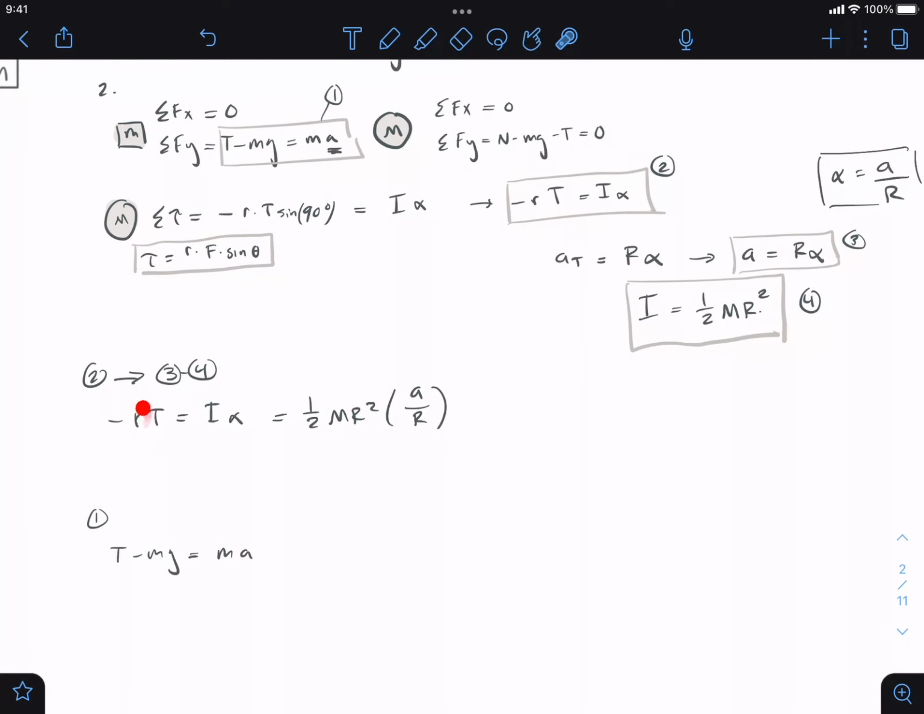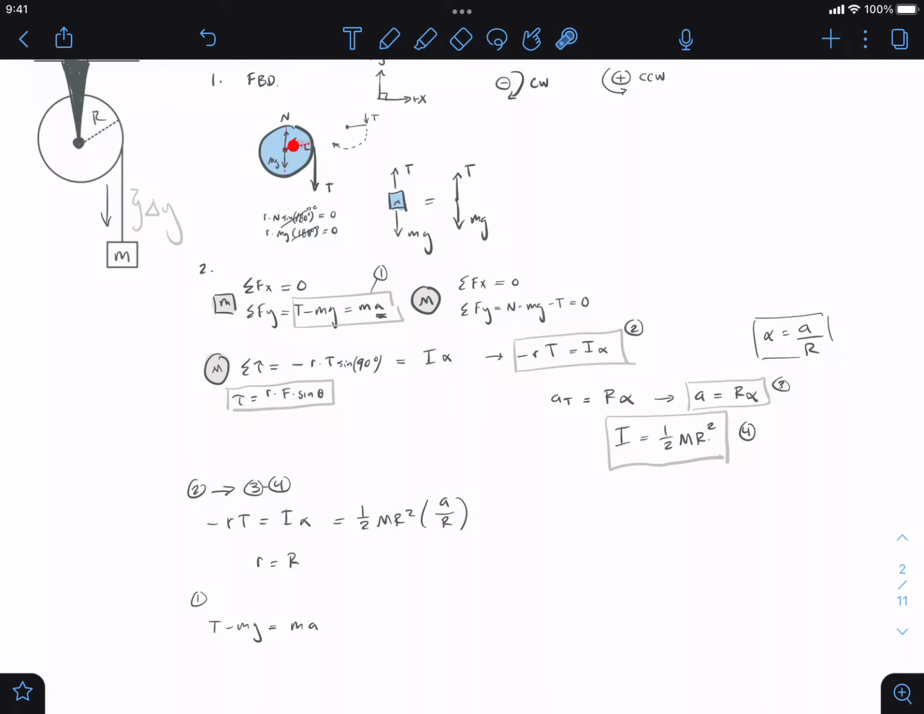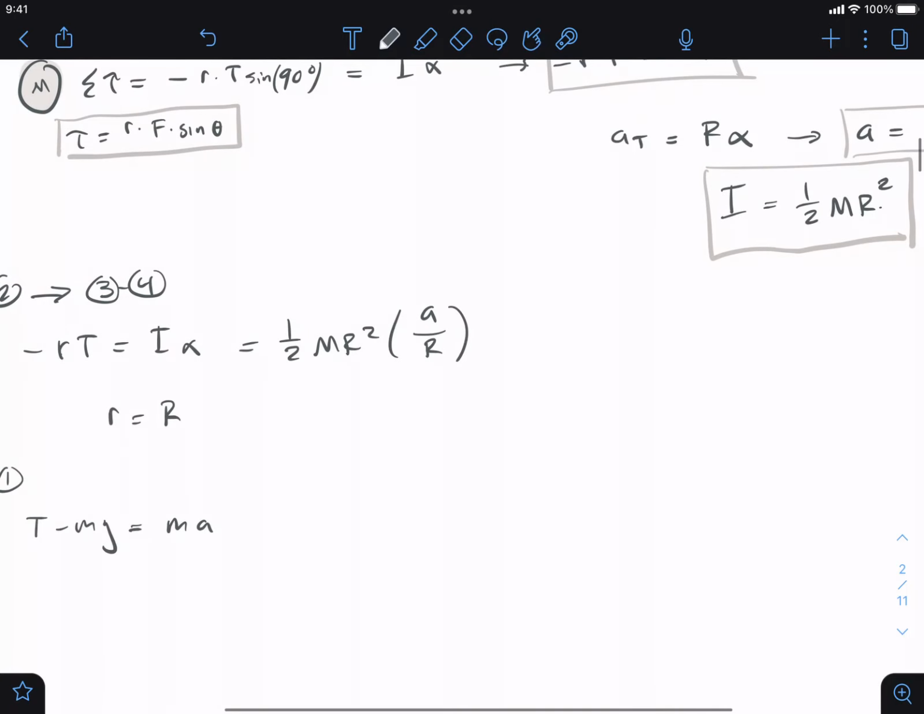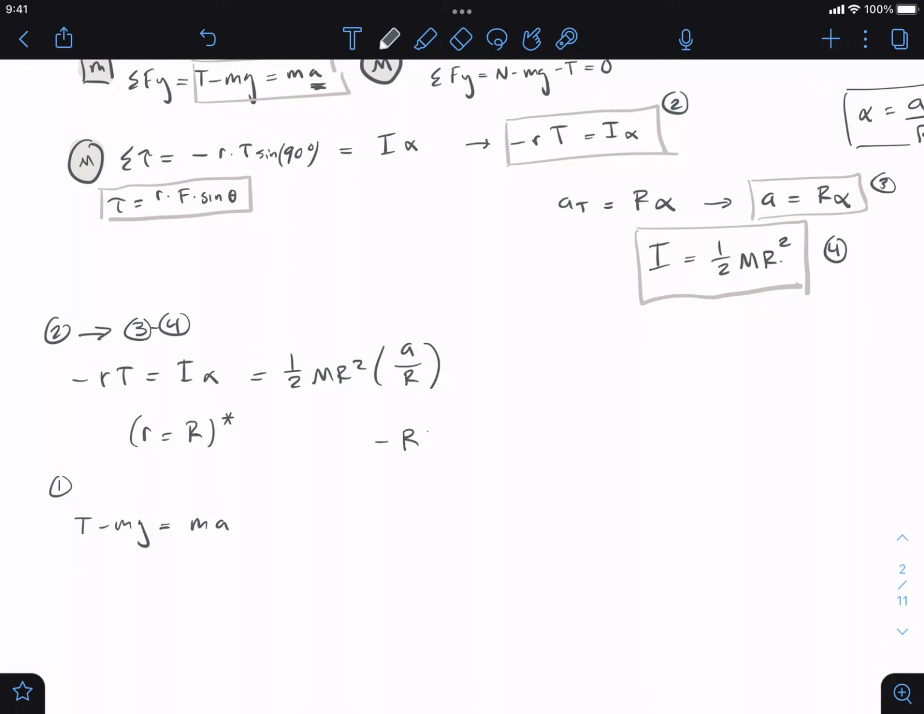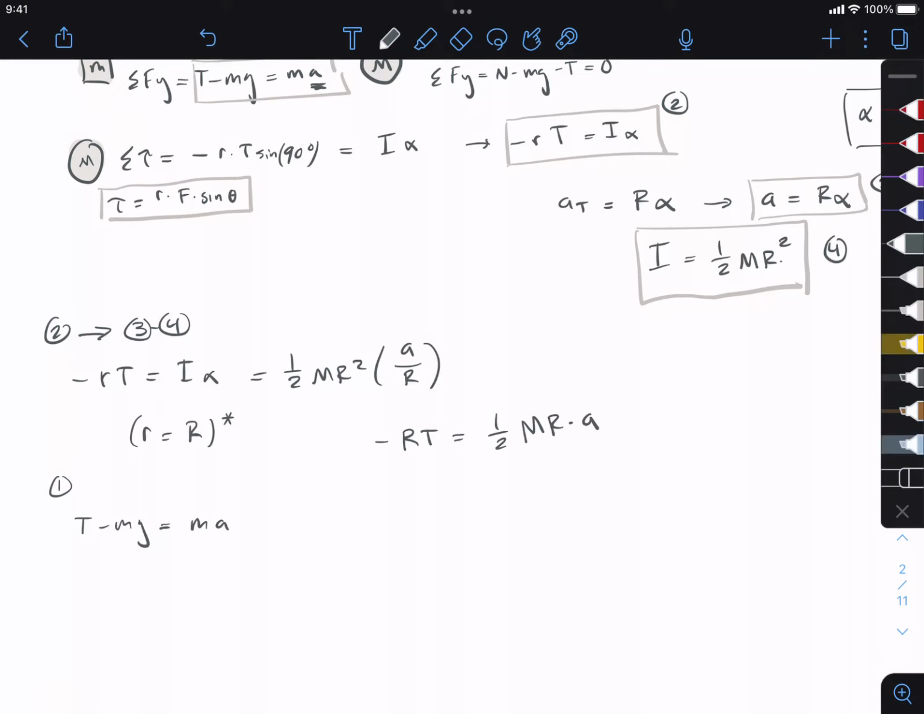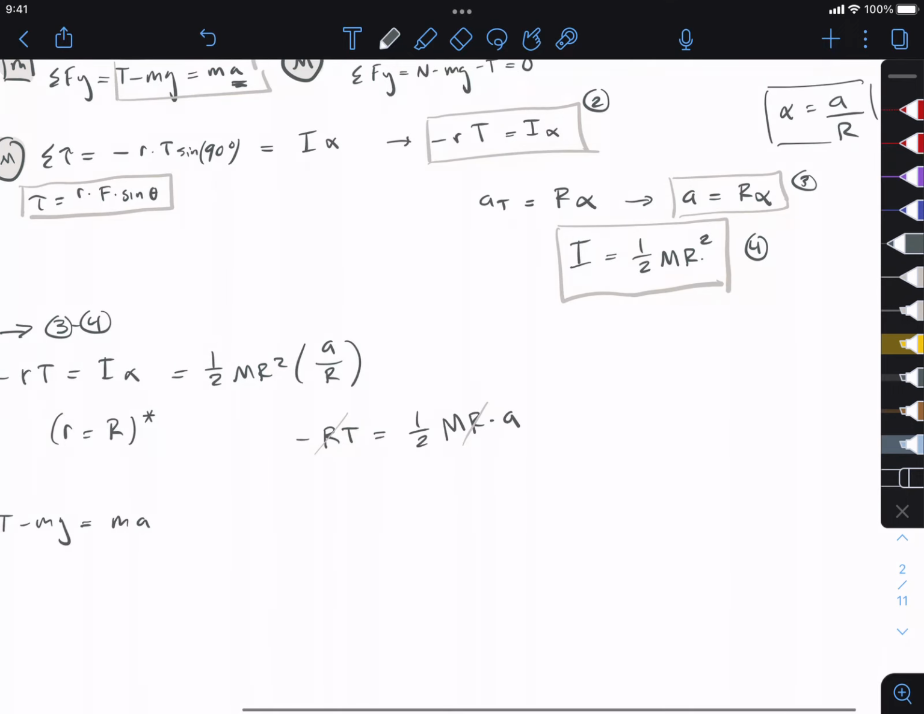I also know that the radius that my torque is acting around is going to be the same as the radius for the mass moment of inertia, right? So this little r is equal to R because it's all just the radius of the circle for this problem. They're all the same. Okay, so let's simplify some things here. So I have minus RT equals 1/2 mR times A. I notice that I can also cancel another r here. Then I end up with negative T is equal to 1/2 mA. Okay, that seems like something that I can use.